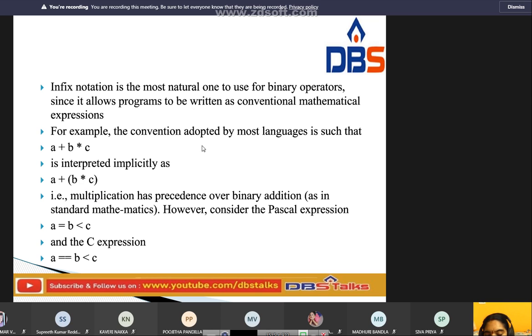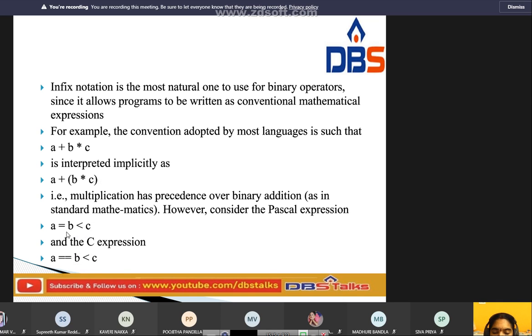For example, here we have to consider a Pascal expression. Pascal is one of the languages. In this Pascal language, the expression is like this: a equal to b less than c. In C, the expression is a double equal to b less than c.